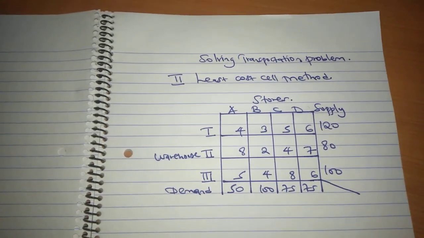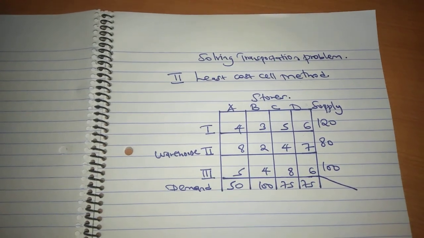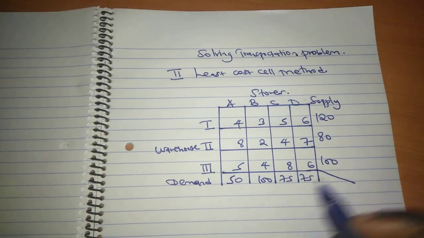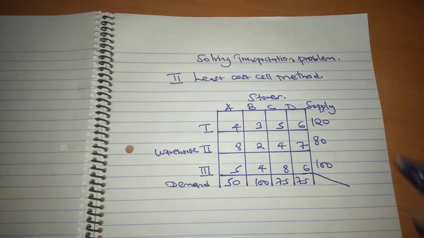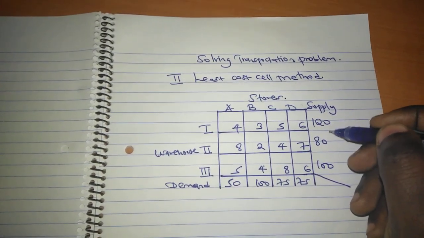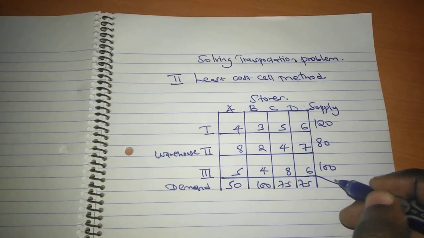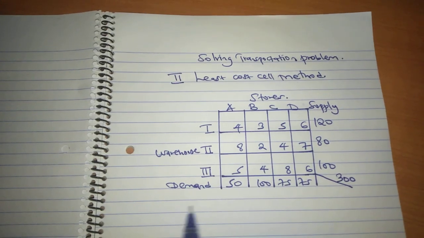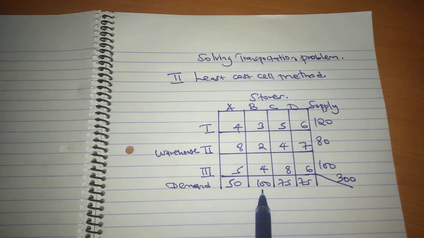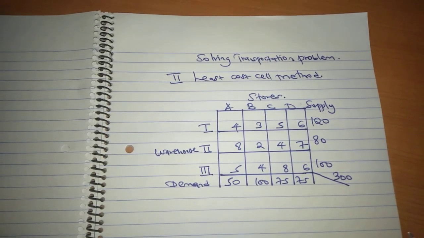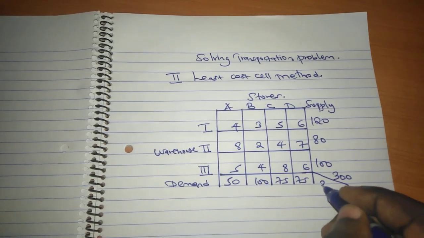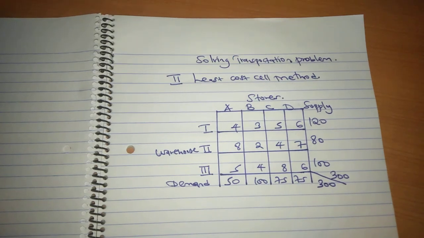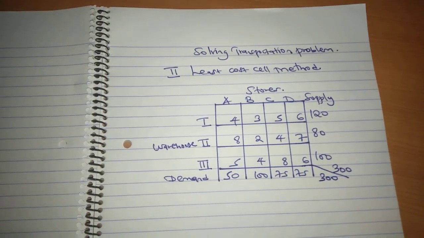So the first thing you need to do when you are presented with a transportation problem is to establish whether supply is equal to demand. In this case, you add the supply side: you have 120, 80, 100. This will give us a total of 300. Next, we look at the demand side: 50, 100, 75, 75. If you do the sum, you get 300. So therefore, this is a balanced transportation problem.